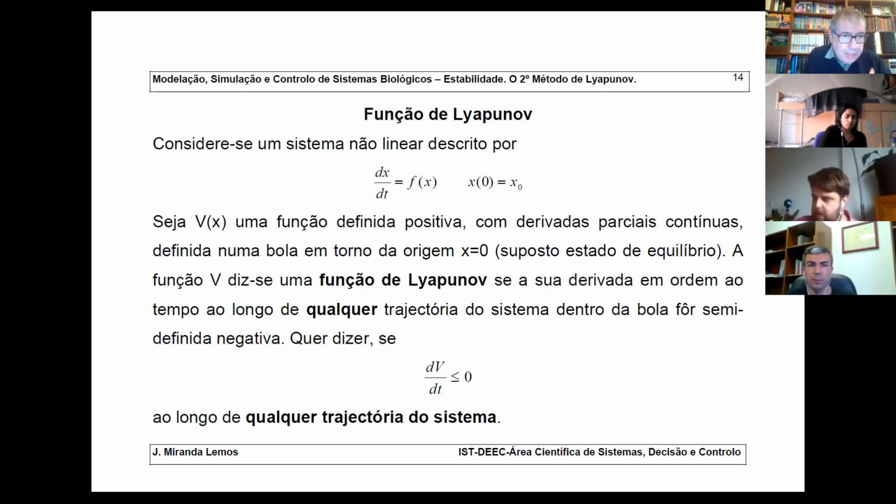Then, if you are able to find this function in a region around the origin, and if I'm able to prove that the total derivative of V with respect to time along the trajectories of the state of this system is smaller or equal to 0, then the origin is stable, at least. It is asymptotically stable if instead of having smaller or equal, I have a strict inequality, that is to say, if dV/dt is smaller than 0.